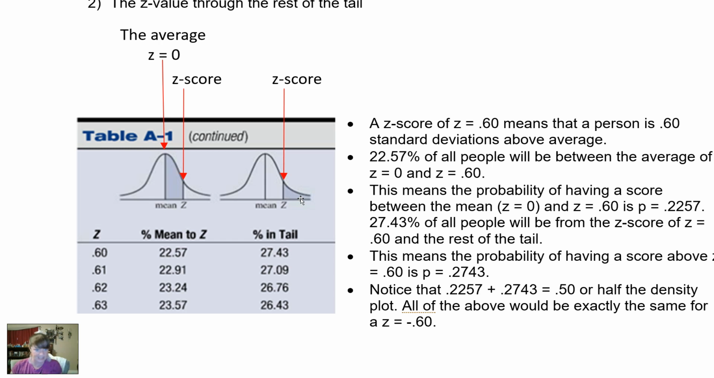And then you can use the same column to make the same decisions about a negative z-score. This would be the exact same truth about a negative z-score as well. It's just the whole normal distribution would be flipped. Exactly 22.57% of the folks would be between a mean of 0 and a score of negative 0.6. And exactly a percentage of 27.43 would be from negative 0.6 and beyond.